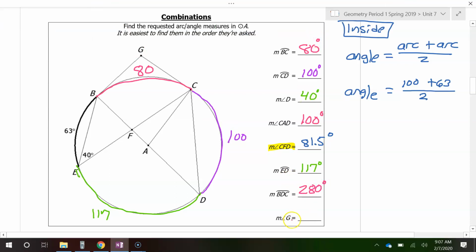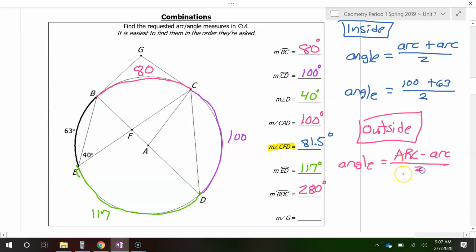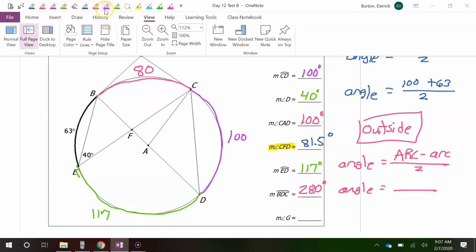Okay, and finally, we need the measure of angle G. Angle G is outside the circle. And the formula for when we are outside the circle is angle equals big arc minus the small arc divided by 2. Okay, so the angle should equal, all right, so let's be careful.